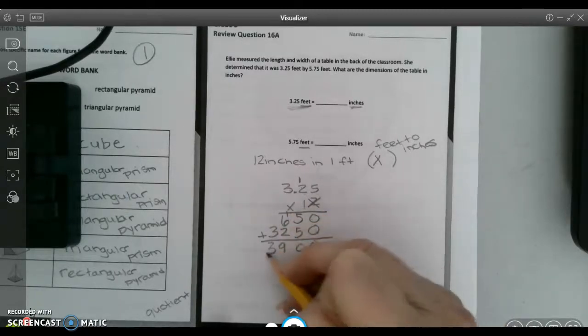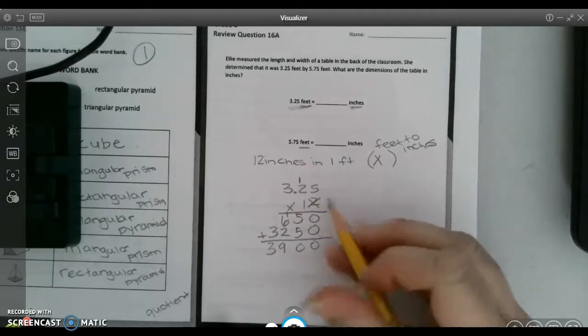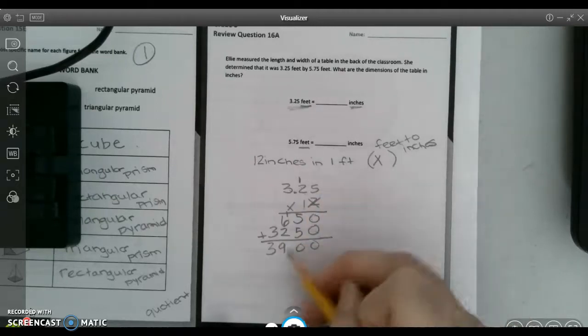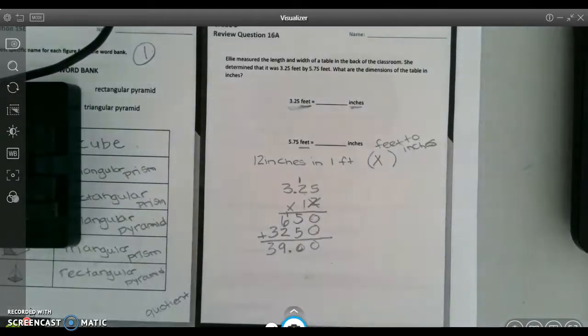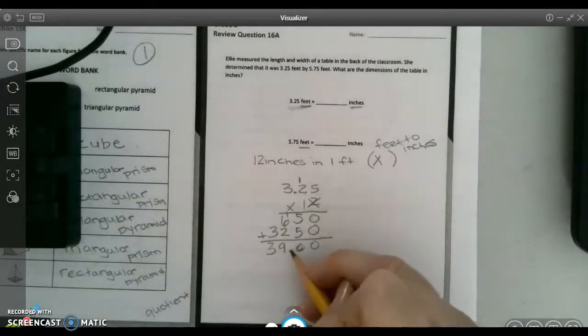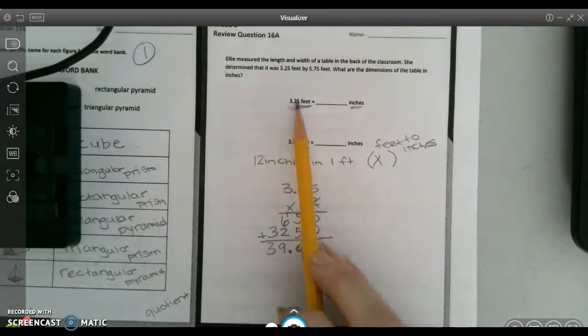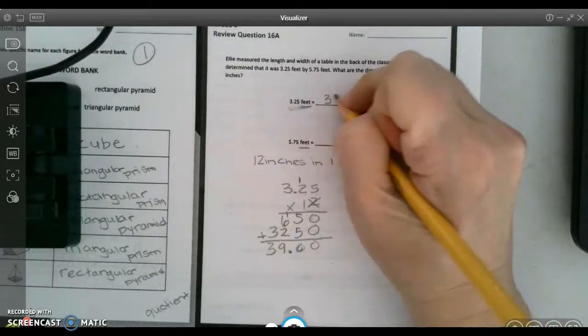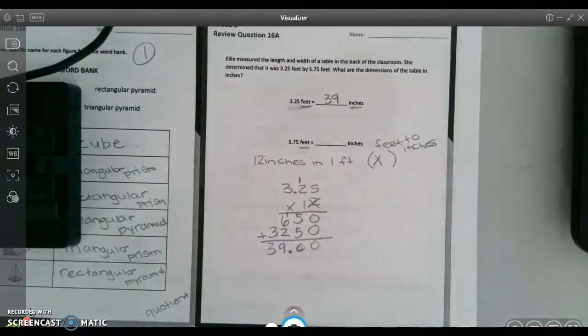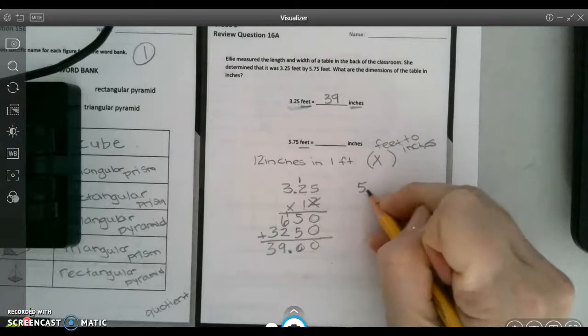8, 9, and it was hundredths, right? We were in the hundredths place, so I need to have my answer in the hundredths place. As you can see, I put my decimal in the hundredths place because we were doing 325 hundredths times 12. So 3.25 feet is 39 inches.